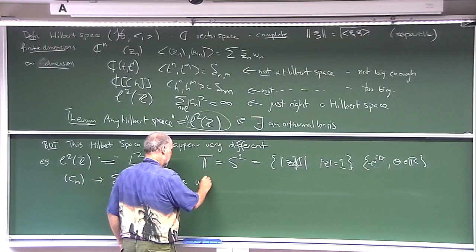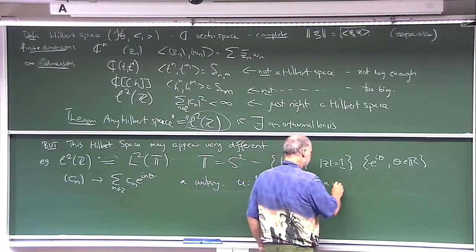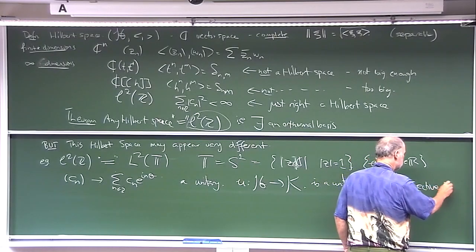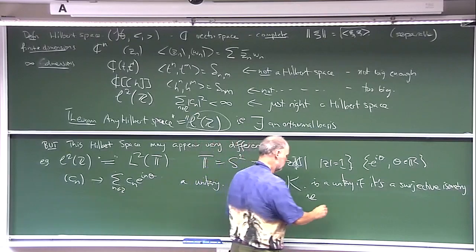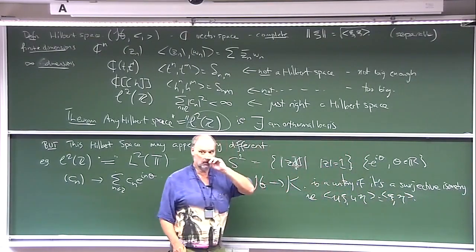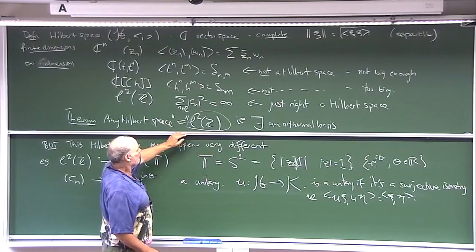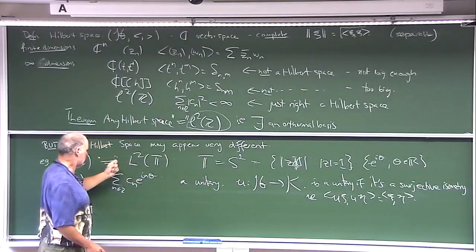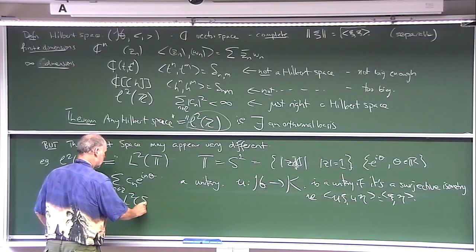So let's introduce the term unitary. So U from one Hilbert space to another is a unitary if it's a surjective isometry. To say that it's surjective means that it's onto, and isometry means that it preserves the inner product. I'll have lots more to say about unitaries later on, but in this initial definition, it just means what I meant here when I said equals. Two Hilbert spaces are equal in this sense if there's a unitary from one to the other. The Fourier series, which we call F, from L2 of Z to L2 of the circle, is a unitary.